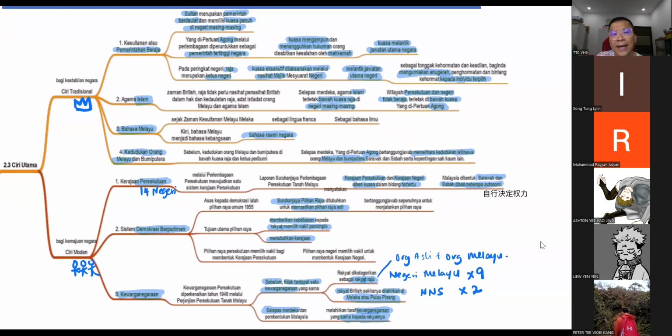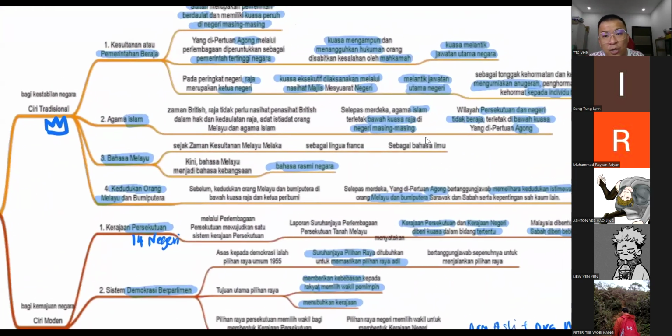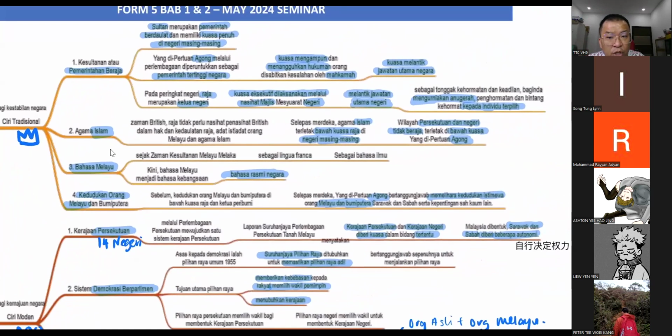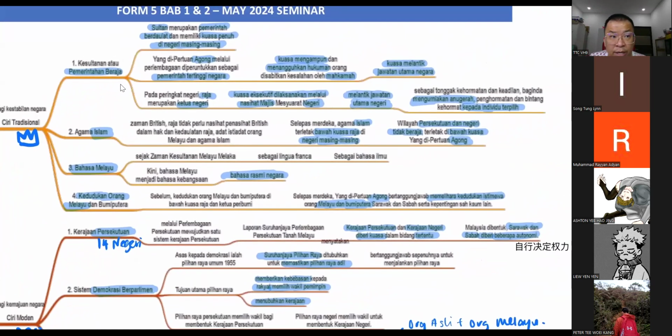It's standby. Okay. So this one is the traditional. So Malaysia got 4 characteristics of traditional. Traditional means the king. So here they tell you the king. Sultan have the full power, kuasa penuh, very close to absolute power in their own state. So Agong have the power. Agong is the highest commander, the highest leader in the country.